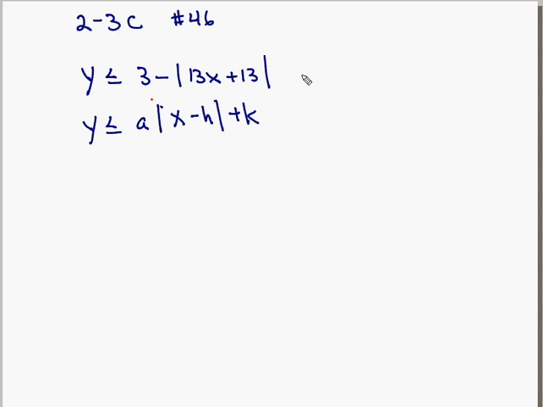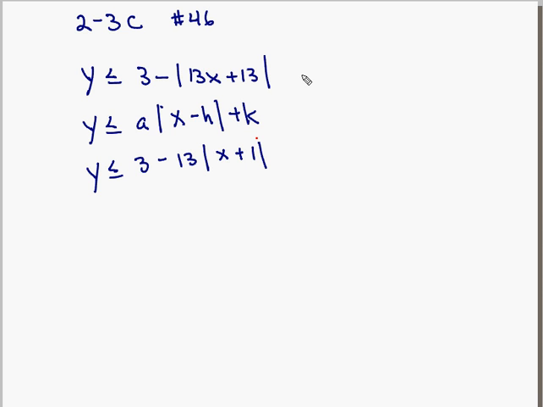the absolute value. So we're going to go y is less than or equal to 3 minus 13, and then inside the absolute value that's going to be x plus 1. Okay? So think of it as the opposite of the distributive property, just like parentheses in that respect.